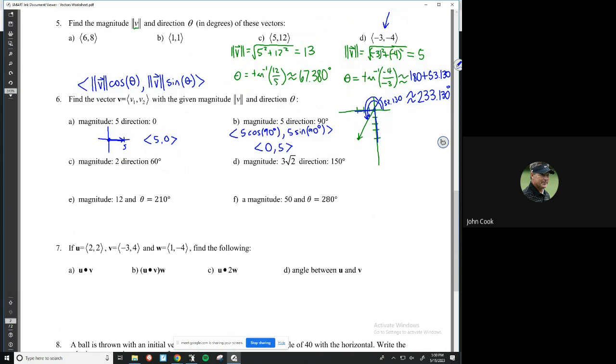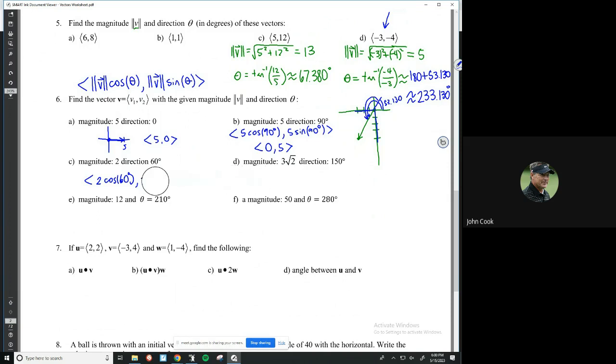Magnitude of 2, direction of 60 degrees. So it'd be 2 times the cosine of 60. Cosine of 60 is a half, right? Yeah. And then 2 times the sine of 60. That'd be square root of 3 over 2. So I think it should be 2 times a half, which is 1, and then 2 times the square root of 3 over 2, which would be square root of 3. So it looks like we got 1 and then square root of 3. That would be how it would look at the very end.